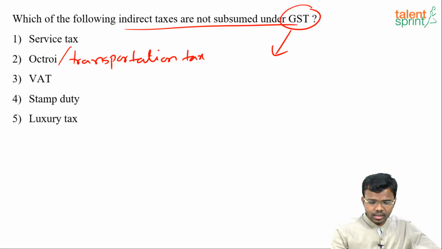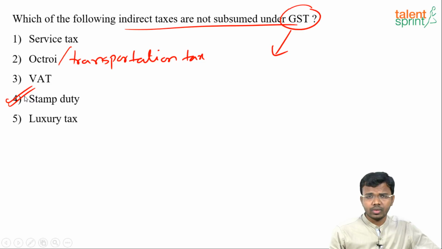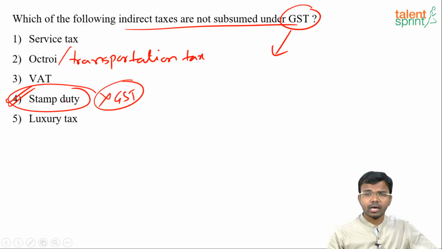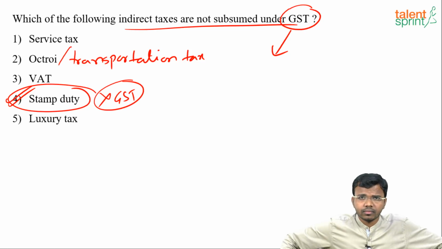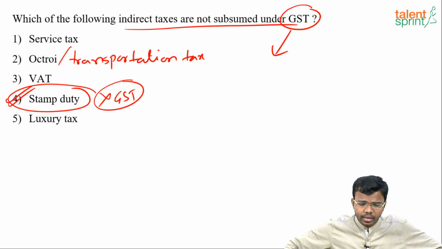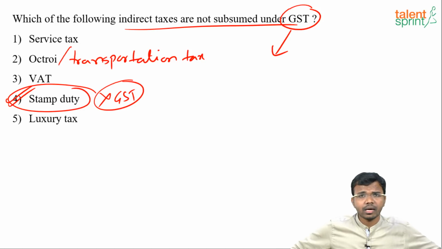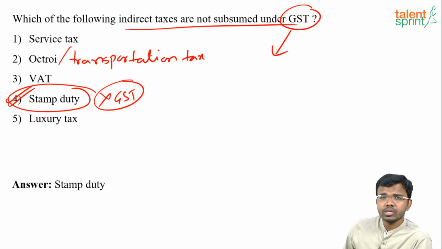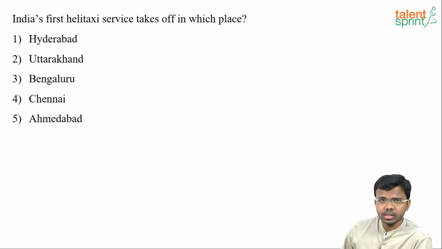Okay, the right answer is stamp duty. It doesn't come under GST. Stamp duty comes under the state collection itself. The remaining all come under GST: VAT comes under both central and state, octroi and luxury tax come under state, and service tax comes under the central government. So stamp duty is not subsumed under GST. The GST day is 1st July, right? One nation, one tax, one market is a tagline.